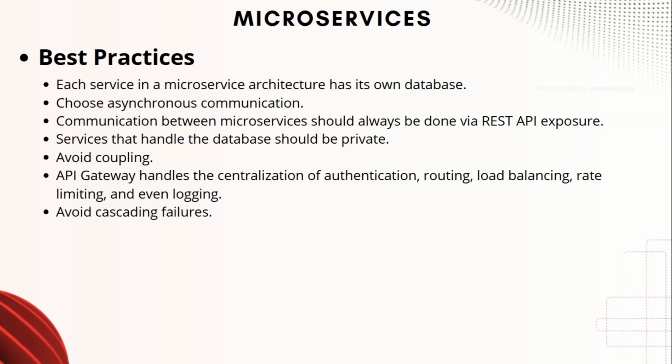Avoid cascading failures. By avoiding microservice coupling and being mindful of dependencies between microservices, you can avoid cascading failures, so one microservice won't stop another by failing at some point.